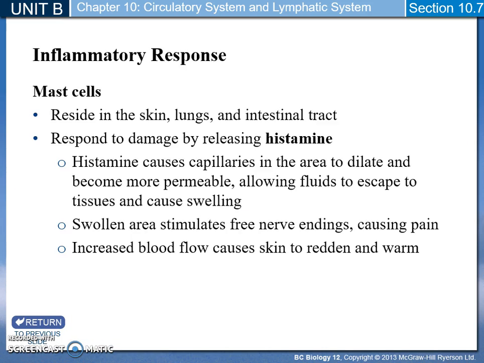So the mast cells reside in the skin, the lungs, and the intestinal tract, and they respond to damage by releasing histamine. And histamine causes the capillaries in that area to dilate and become more permeable as well, which allows fluids to escape to the tissues, and that causes the swelling. The swollen area stimulates the free nerve endings, and that actually causes the pain. You also increase the blood flow to that area, and that causes the skin to redden and to feel warm as well.